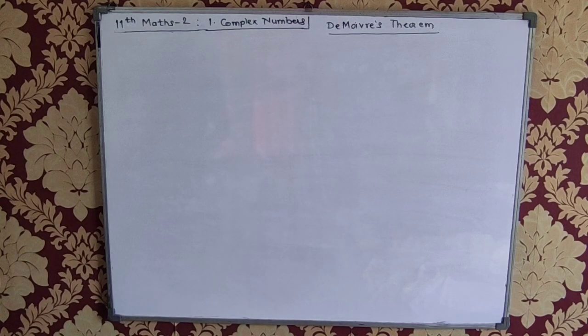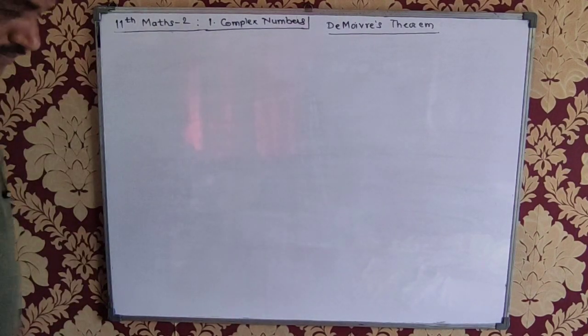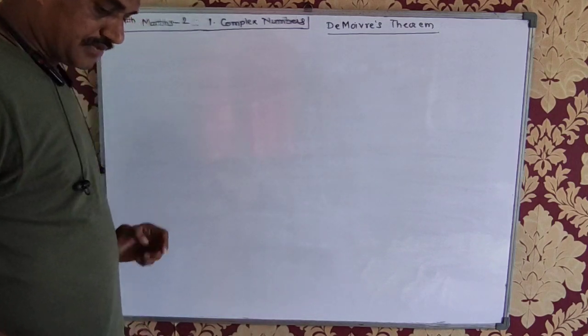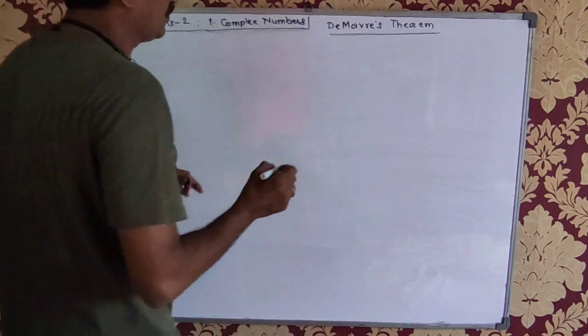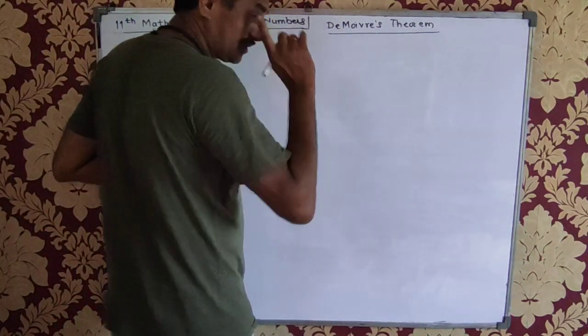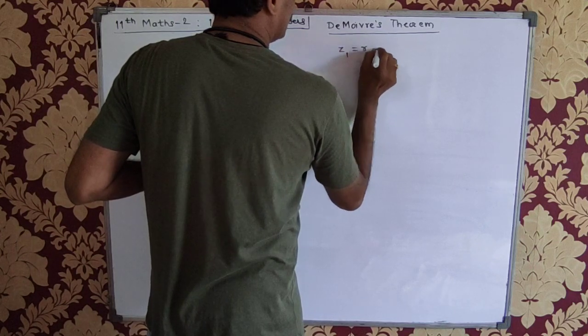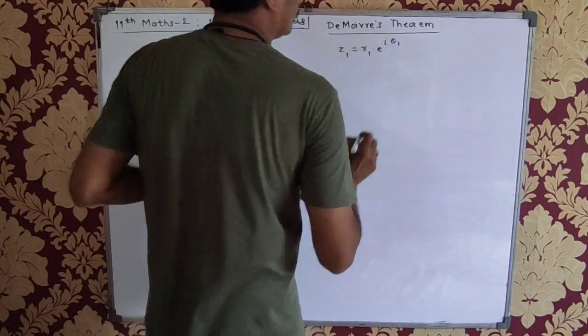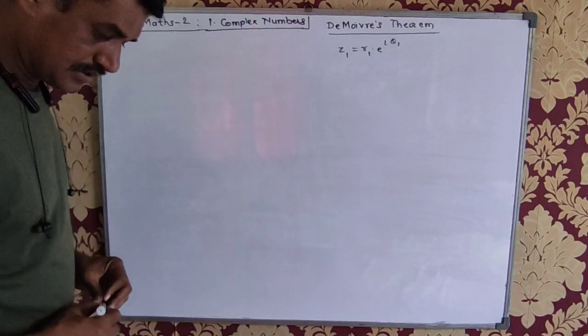Now let's go for the next very interesting and important topic called De Moivre's theorem. What does this theorem state? Any complex number can be expressed in the exponential form like this: Z1 is equal to R1 e raised to I theta 1. Okay, it looks like this, right?